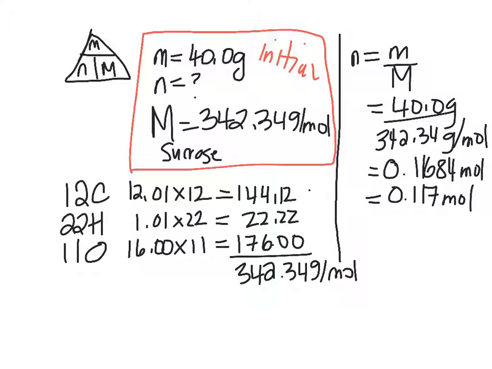Can I change this now? So you take the molar mass, and so I've got 1 mole contains 342.34 grams. I just took my molar mass as a ratio and turned it upside down. The relationship is still the same.